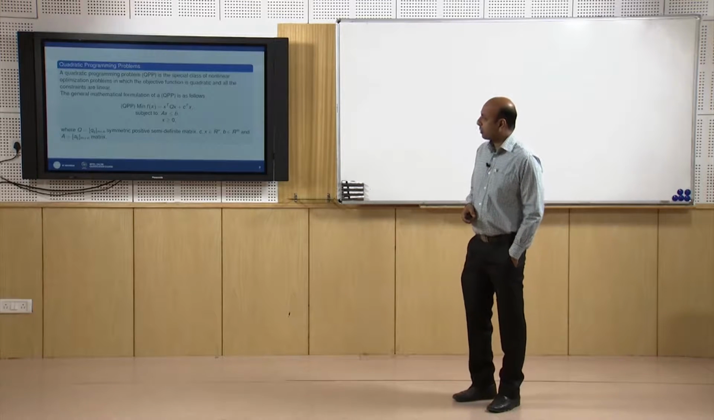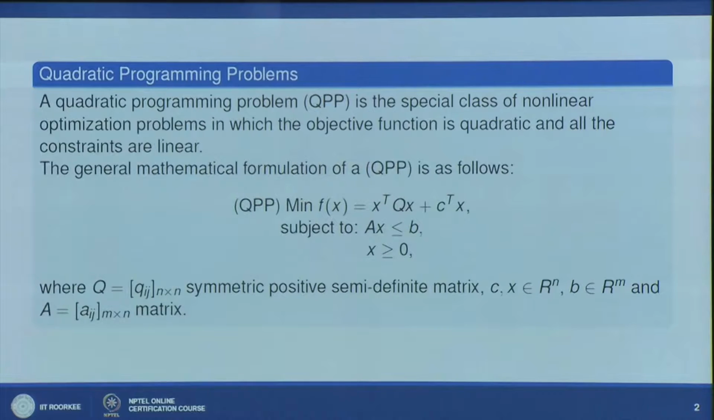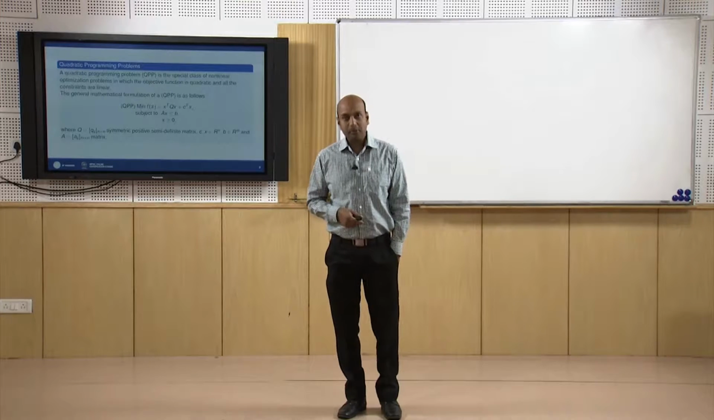What is a quadratic programming problem first? A quadratic programming problem, QPP, is a special class of nonlinear optimization problems in which the objective function is quadratic and all the constraints are linear. So, if we have a nonlinear programming problem in which the objective function is quadratic, quadratic meaning of degree 2, and all the constraints are linear, then such problems are called quadratic programming problems.